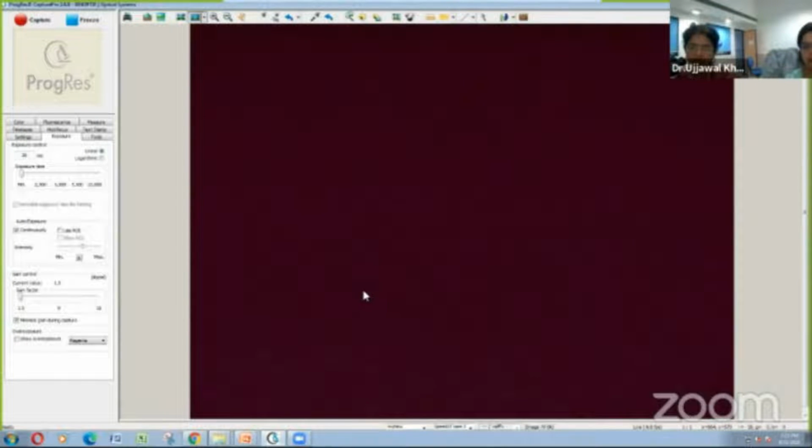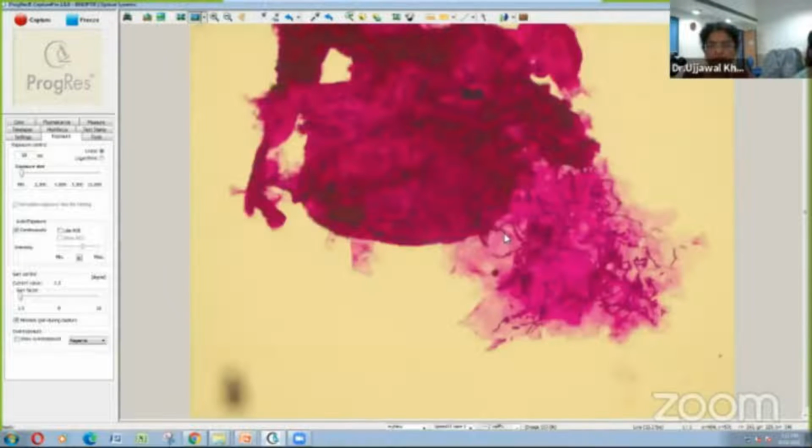So this is similar to what I had shown you with the picture. This is the scrape cytology smear.